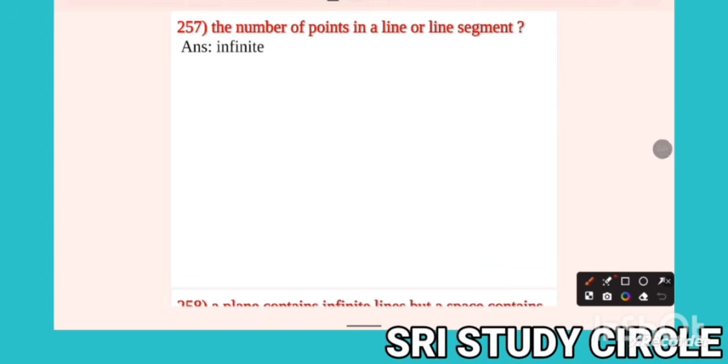The number of points in a line or line segment, how many? Infinite. A line contains an infinite number of points, as well as a line segment also contains an infinite number of points. Okay. A plane contains infinite lines, but space contains infinite planes.